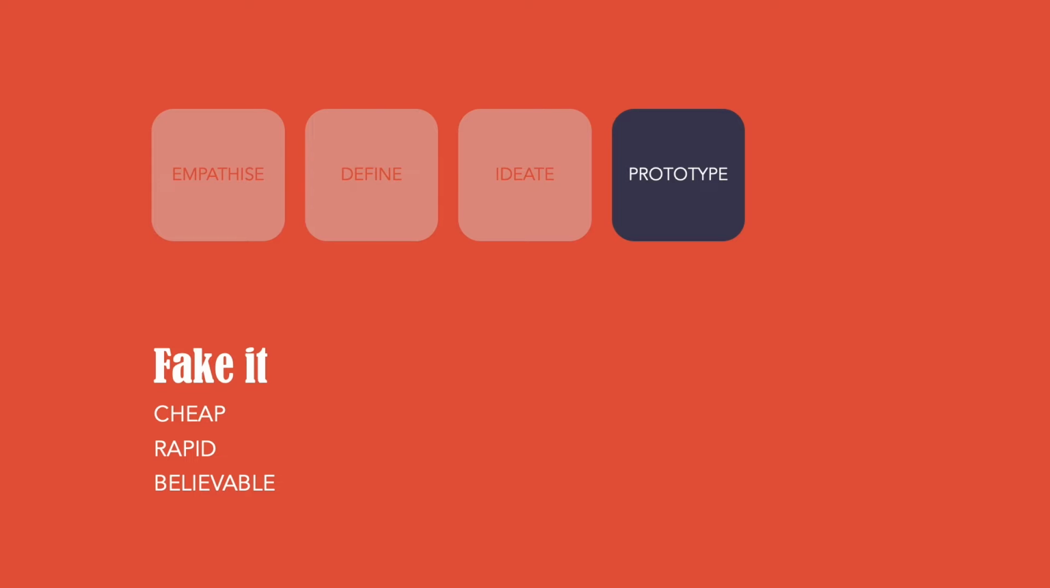That's why you want to run very cheap, very rapid experiments very early on to go, is this an idea? Does anybody want it? So when you fake something, when you prototype something, it still has to be believable because you're going to take it to the users and you're going to try and observe them either succeed or fail with that prototype that you've built.